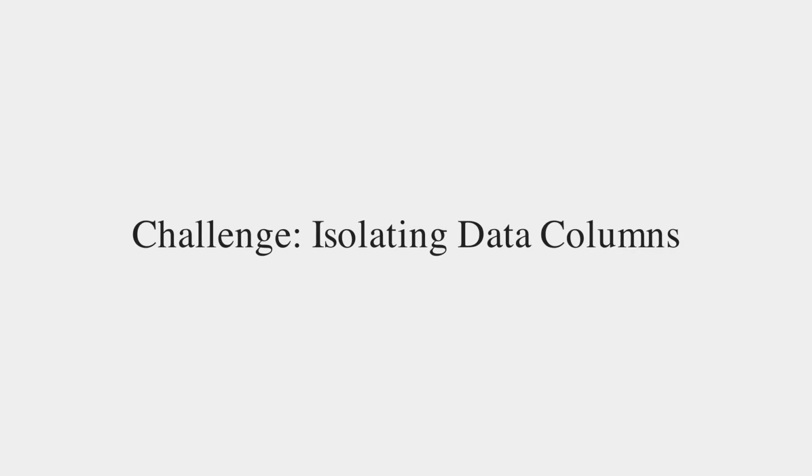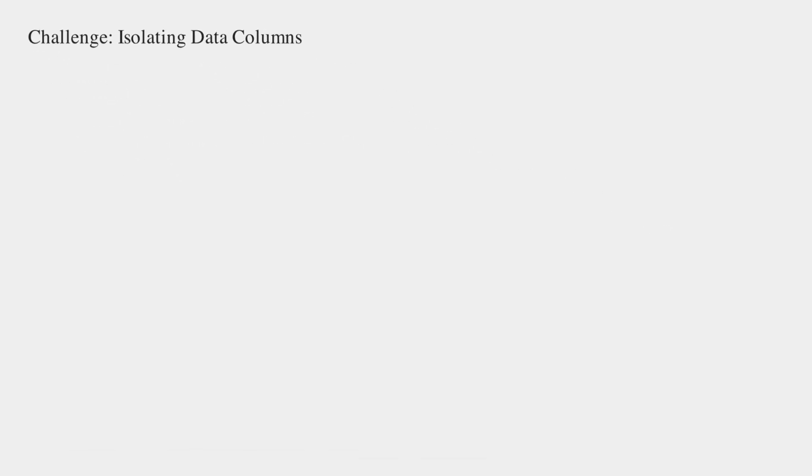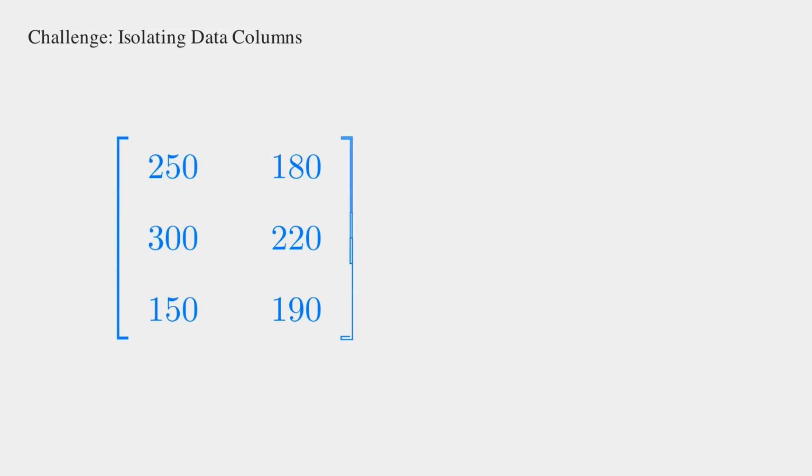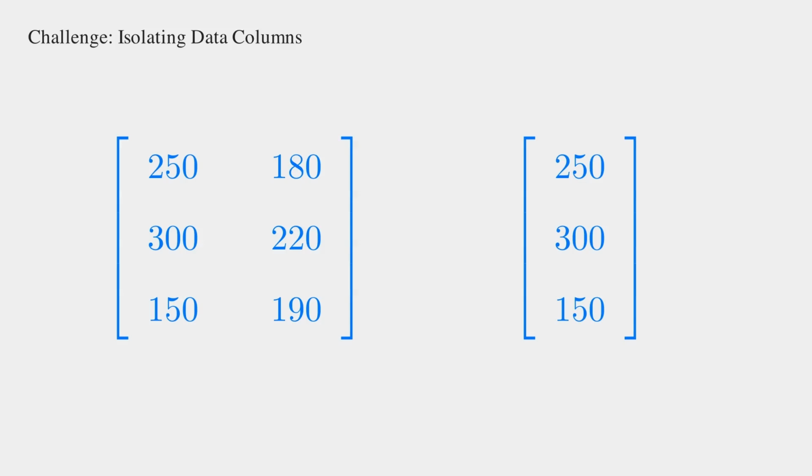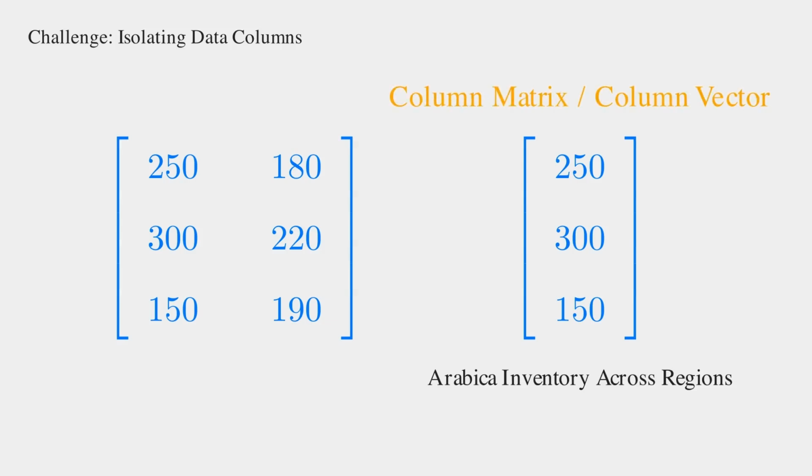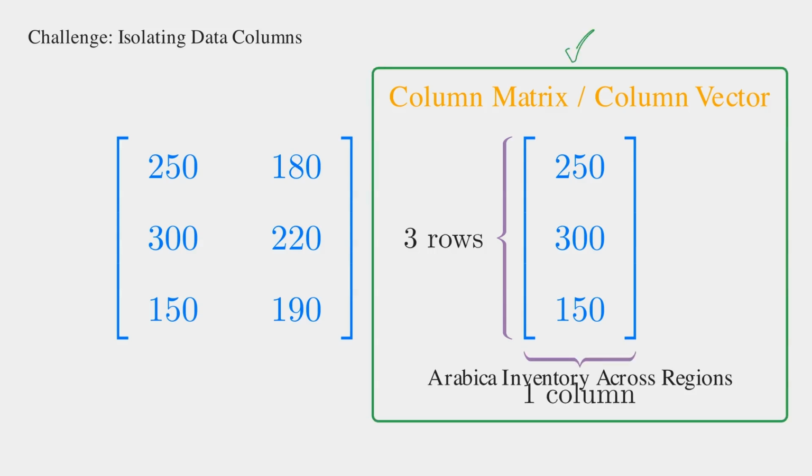Similarly, a matrix with only one column is known as a column matrix or a column vector. If we wanted to see the total Arabica inventory across all 3 regions, we would look at the first column, 250, 300, and 150. This creates a 3 by 1 column matrix. Just like row vectors, column vectors are fundamental in linear algebra, often representing points in space or specific data attributes.